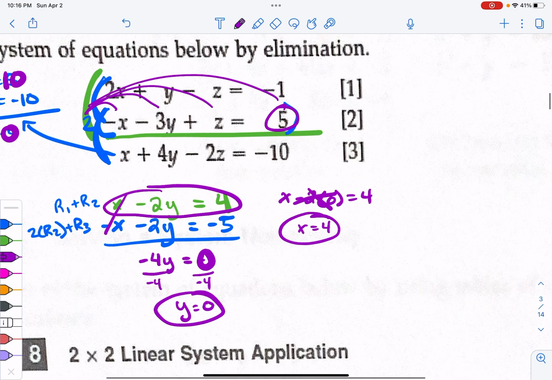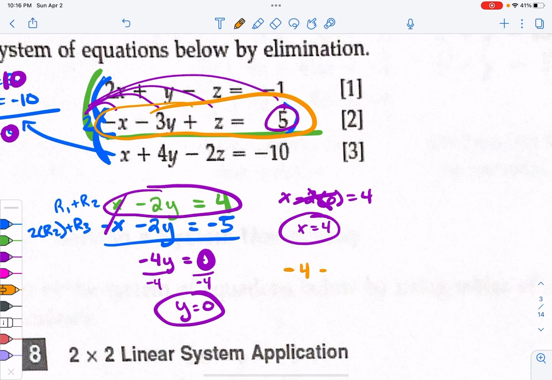And now I'm going to plug into one of the other equations. I'm going to do this middle one because z is already positive there, and I won't have to divide by a negative or anything like that. So I'm going to go negative 4 minus 3 times 0 plus z equals 5. That's what I've got going on there. Okay, so I'm plugging those numbers into here and solving for z.